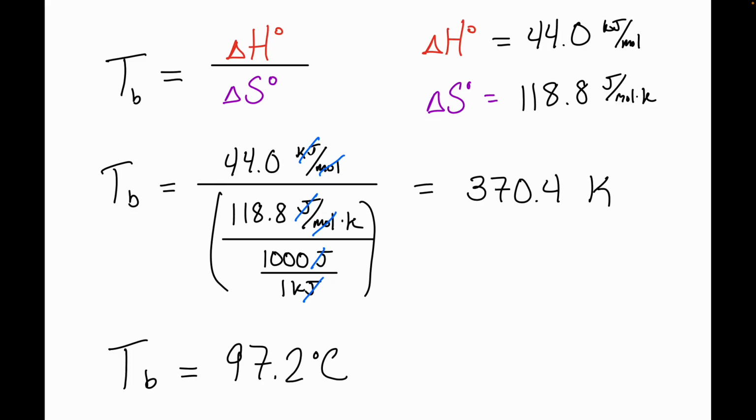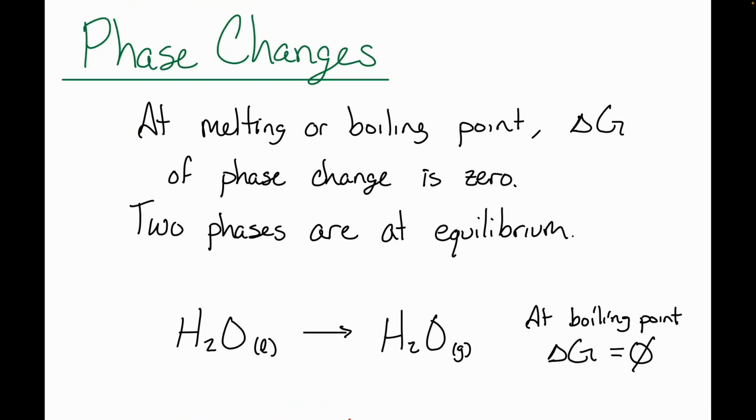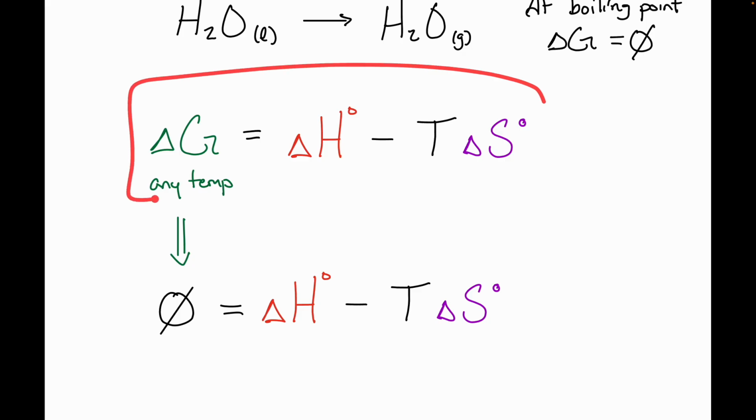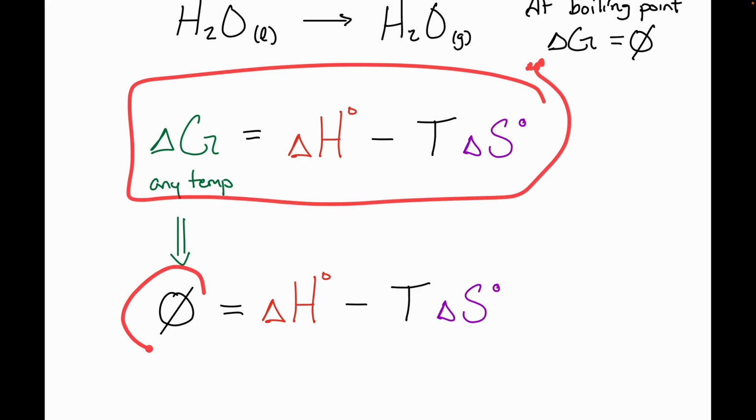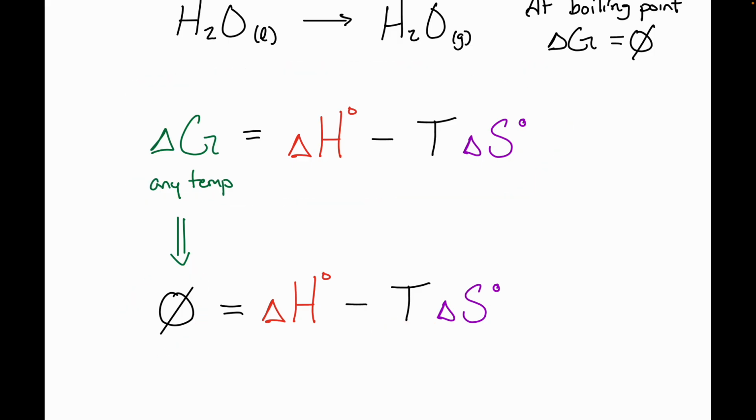So again, water might not be that interesting, but there's plenty of compounds that you don't have an intuitive sense about, and you can approximate what their boiling point is using this method here, where we took our any temperature equation, and we said that since this is at this phase change temperature, delta G is equal to 0, and we just rearranged to solve for what that temperature was. Cool.